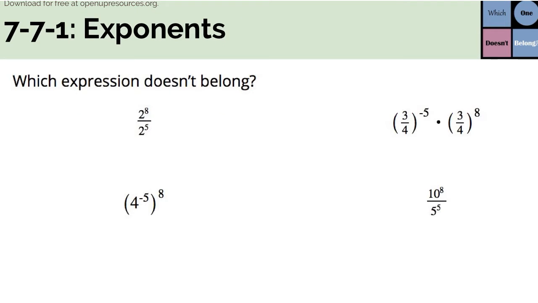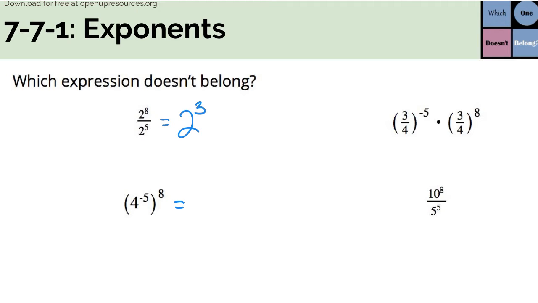As always here, we could come up with a reason for any of these why they don't belong, but let's use this as a review of our exponent rules. In this first one, we are dividing. We have the same base, which is 2. So I know that I can subtract the exponents. So 8 minus 5 would be 3. So this is going to be the same as 2 to the third power.